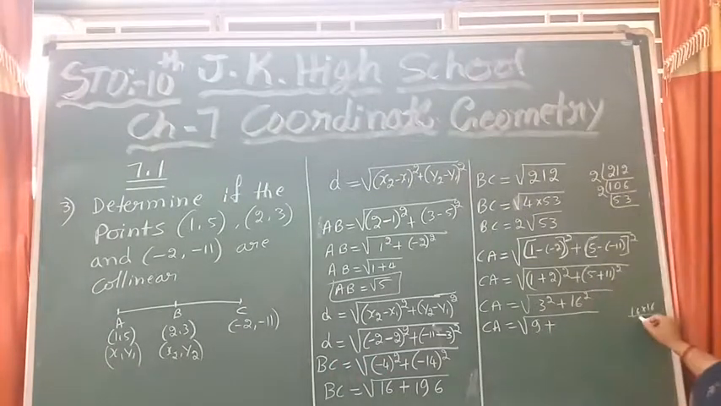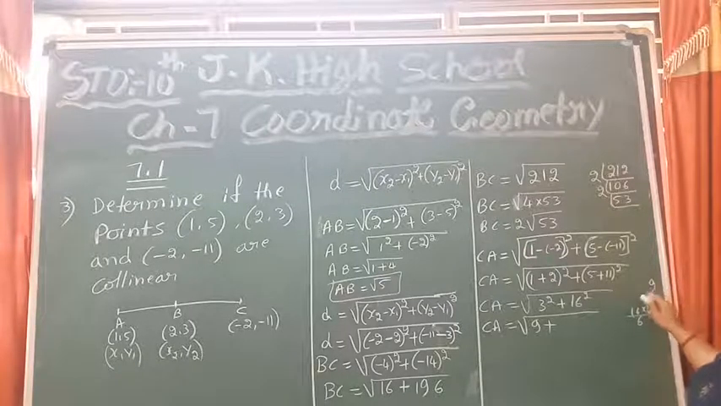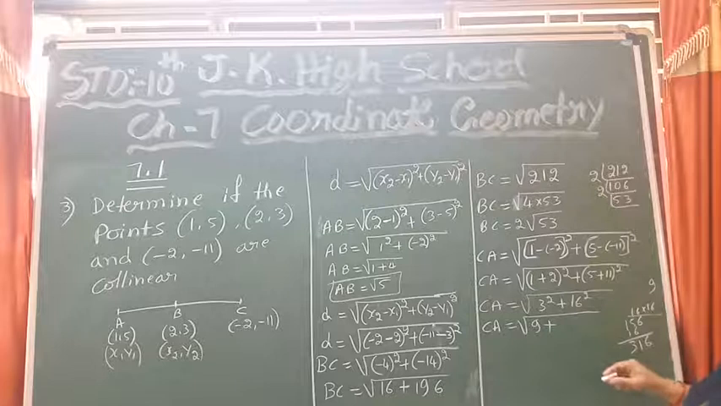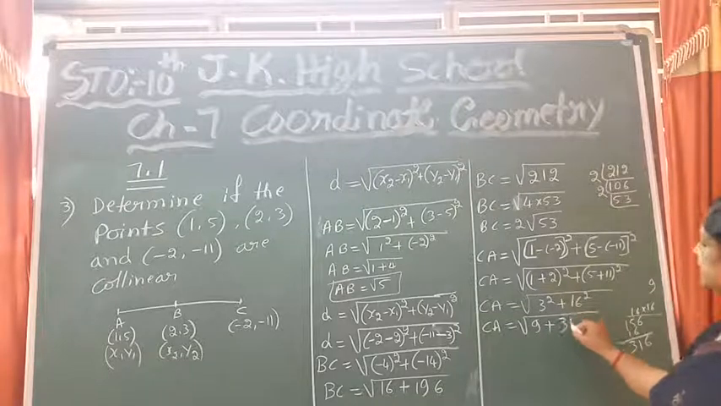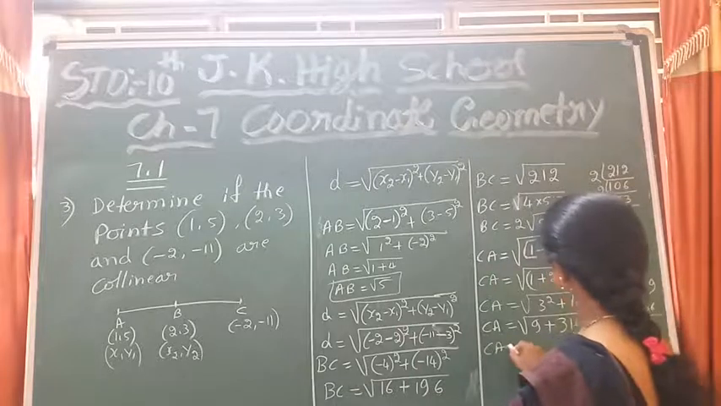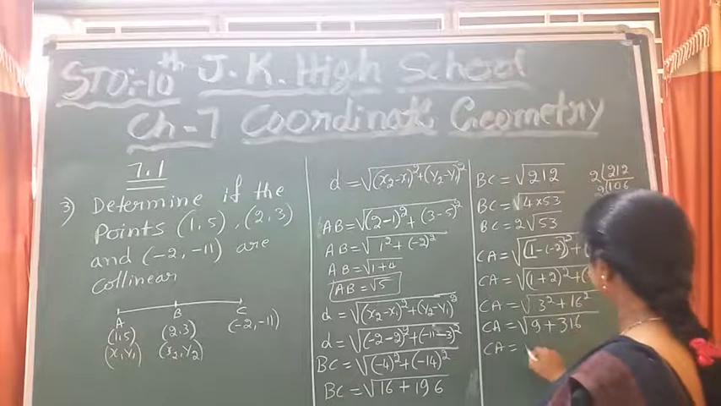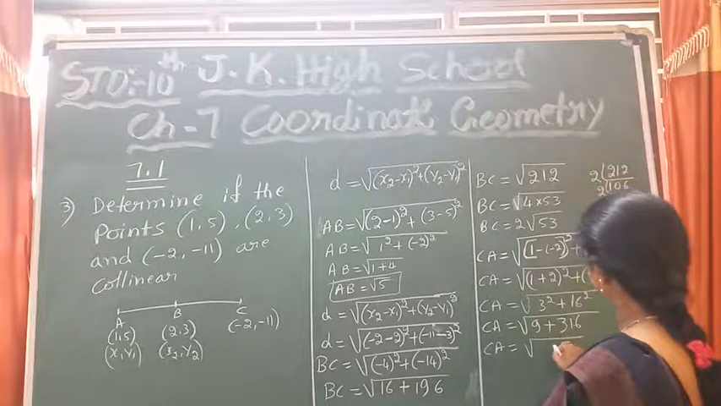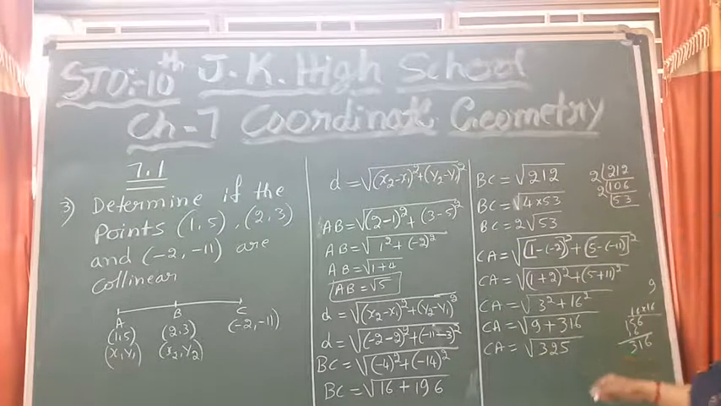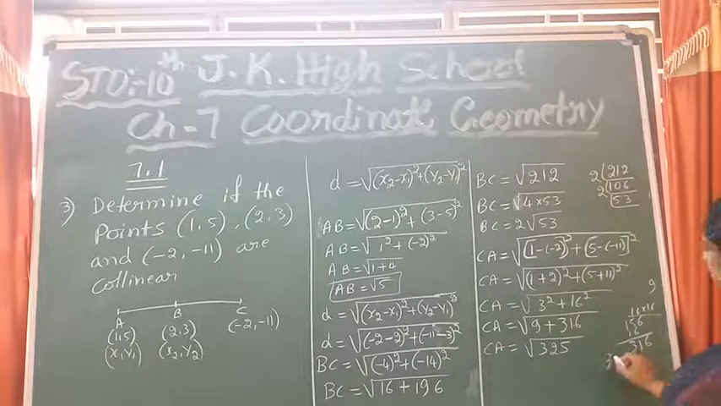So 6 6s are 36, 6 9s... 6 1s are 6 plus 9 is 15, 1 6s are 1, 1 1s are 1, 3 it becomes. So 3 16 is the 16 square value. Then add, then you will get this much. 9 if I add for this, you are going to get this much, 325. So 325 will get simplest form, you can write it in this manner also.